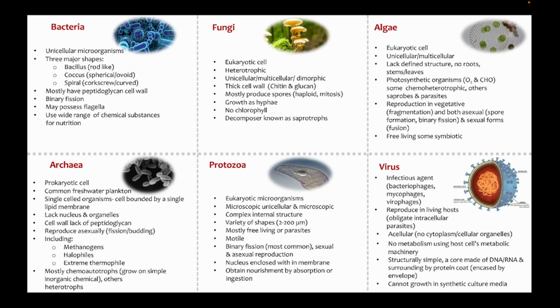Fungi are known as decomposers, known as saprotrophs. They have a thick cell wall. Chitin is important. Chitin can be used to characterize fungi, which means if you want to know how much fungi is in the environment and you do not want to culture or isolate them, then you can actually test for chitin. How much chitin is in that environment?